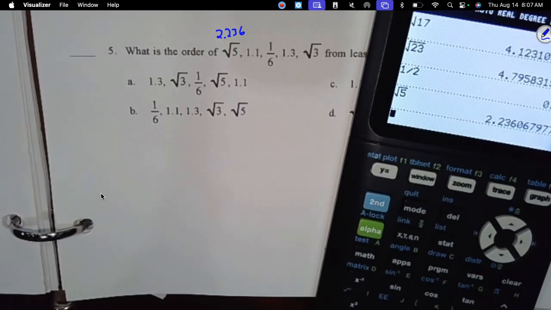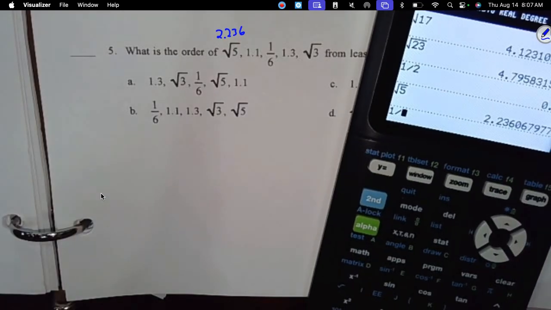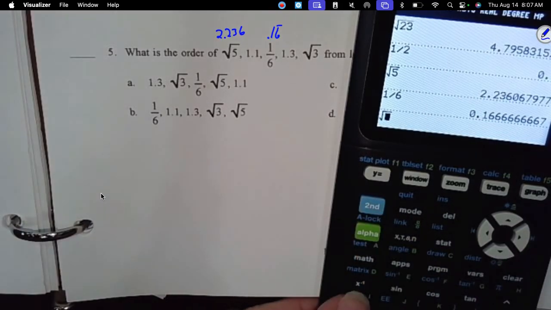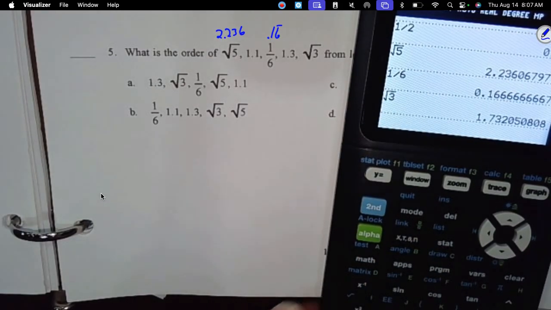What is 1 divided by 6? So just type it in. 1 divided by 6 is 0.1 and then 6 repeated. So I'm going to write that down. That's 1.3. I'm good with that. Now the square root of 3. Let's type that one in. 1.73. I'll just go with that.